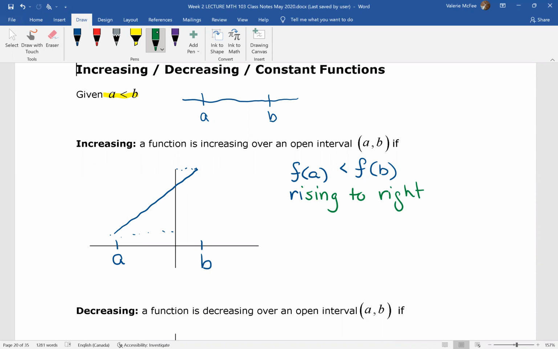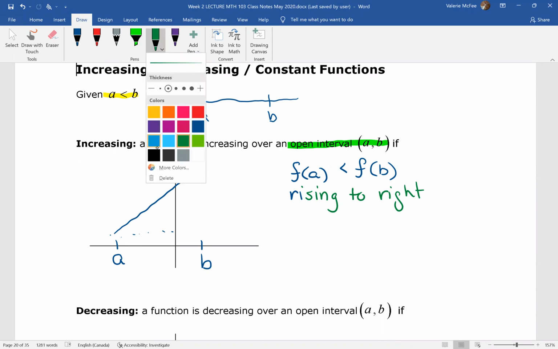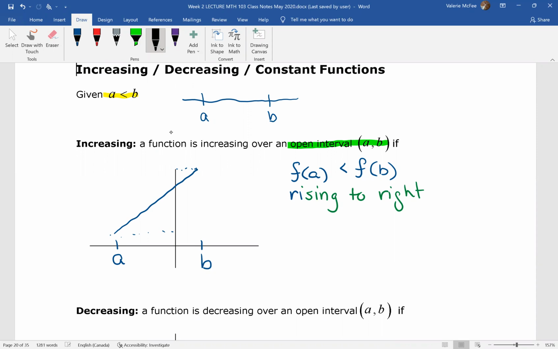Now I want to say something about this open interval here. Remember that the round brackets are open brackets. We could also describe this as a closed interval. It doesn't have to be open. I think in Pearson, in my lab, it doesn't matter whether you use an open or a closed interval. Just be consistent. Are you using open brackets or closed brackets?